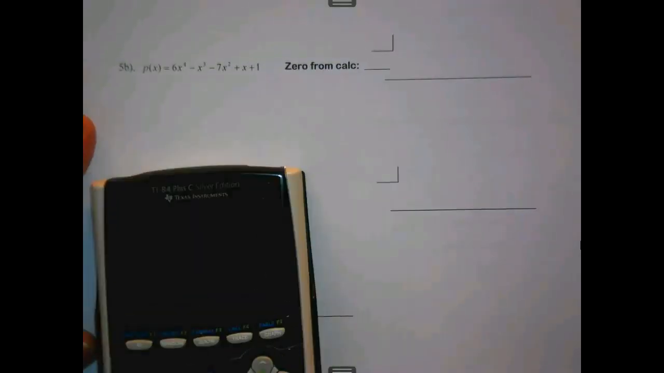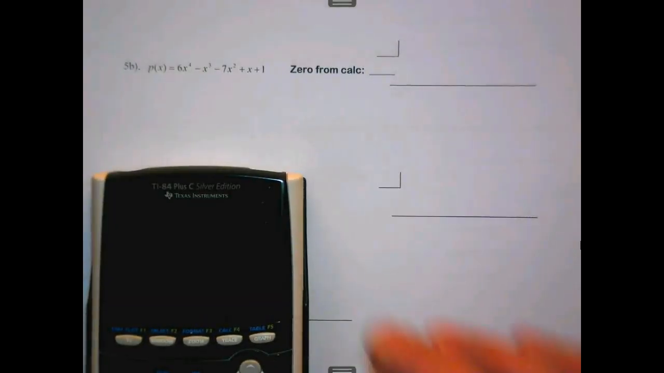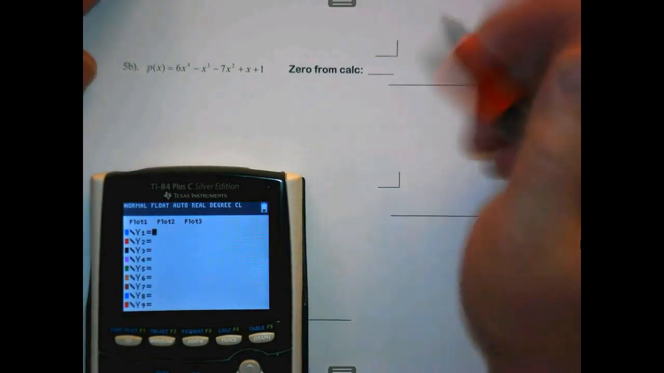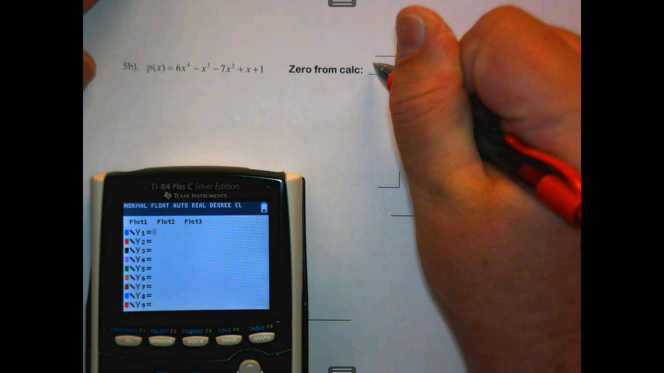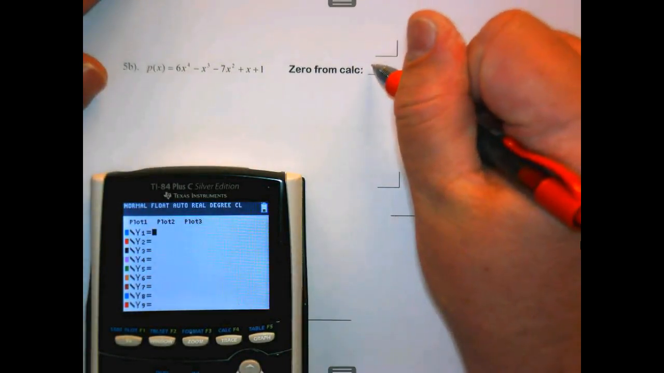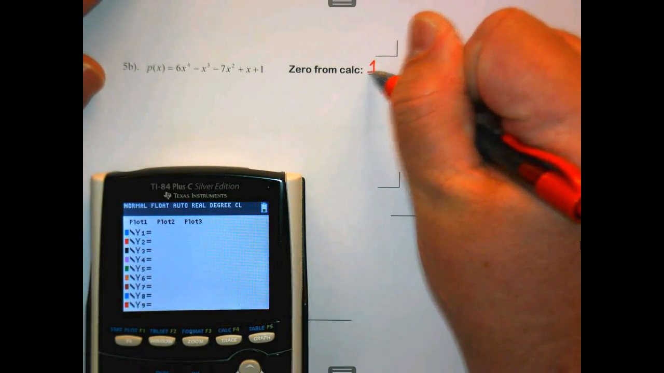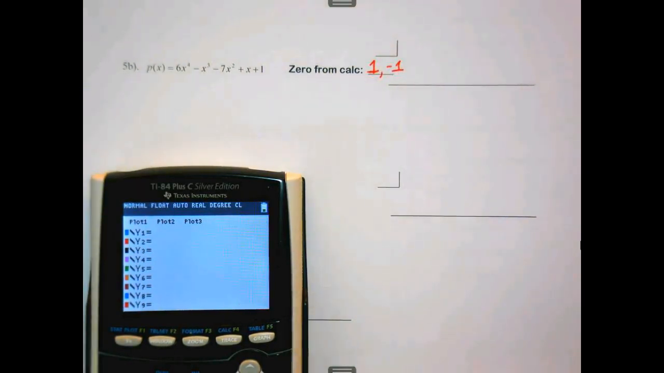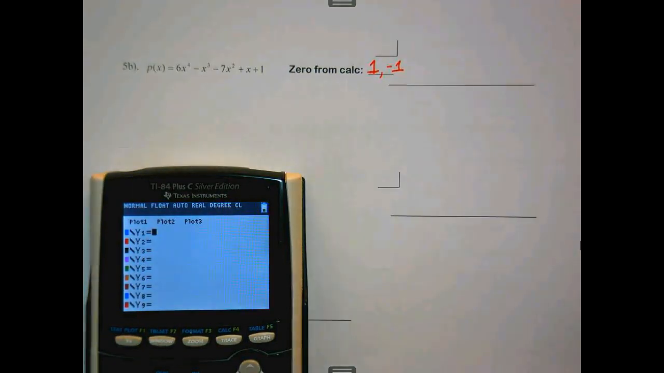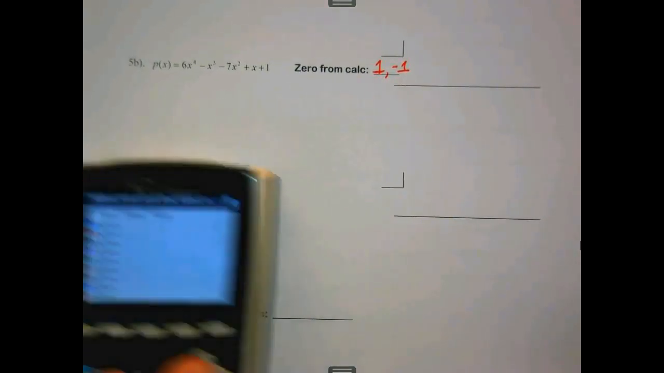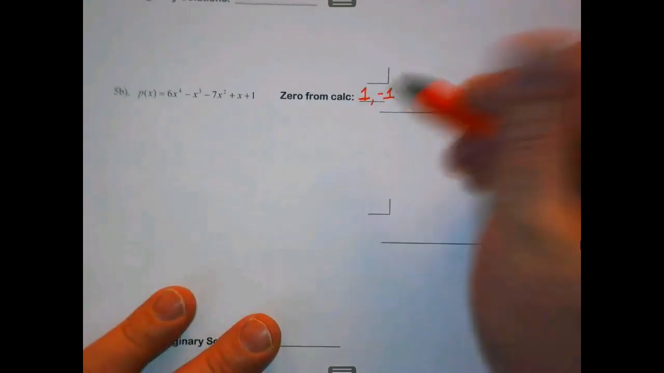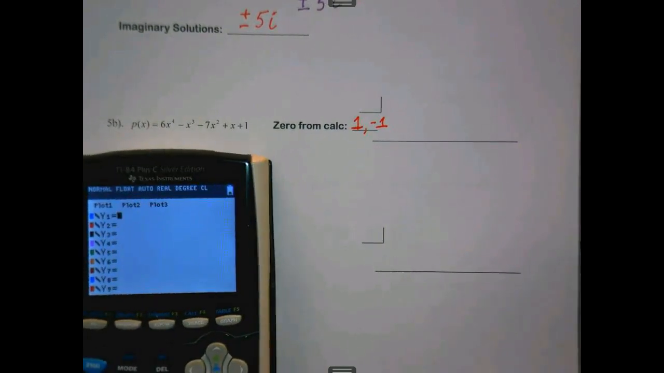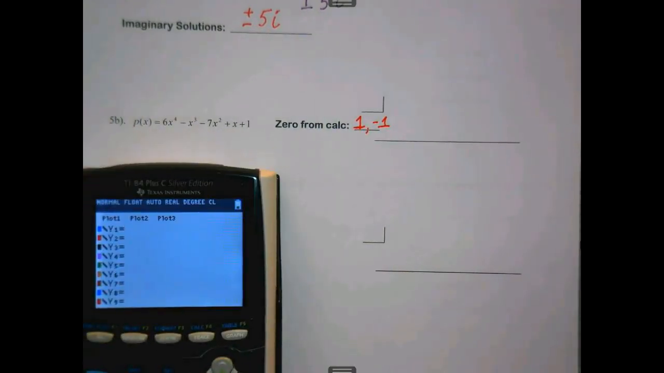What did you get? What zeros did you get from the calculator? Wow, that's impressive. Okay, so you got 1, -1. You were supposed to take those and find the decimal. So let's just assume we did that. Put it in the calculator, in case you guys are wondering how she did that.